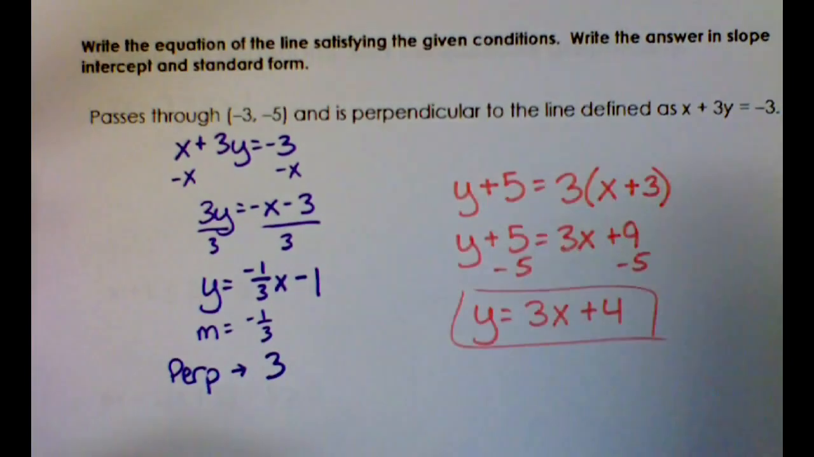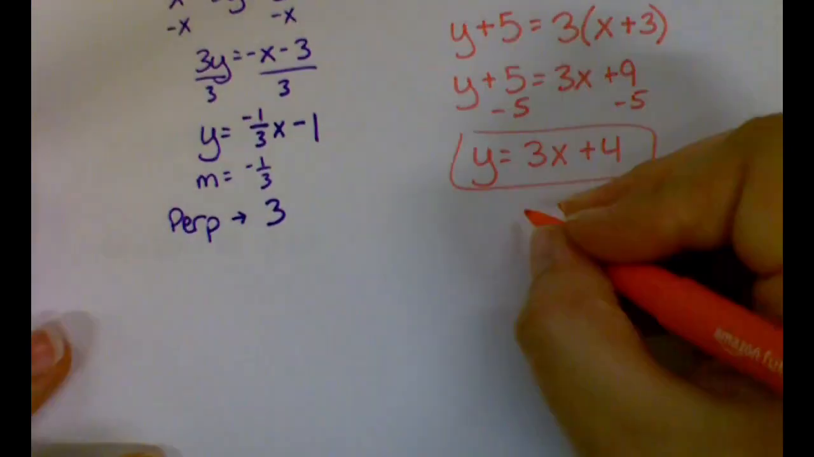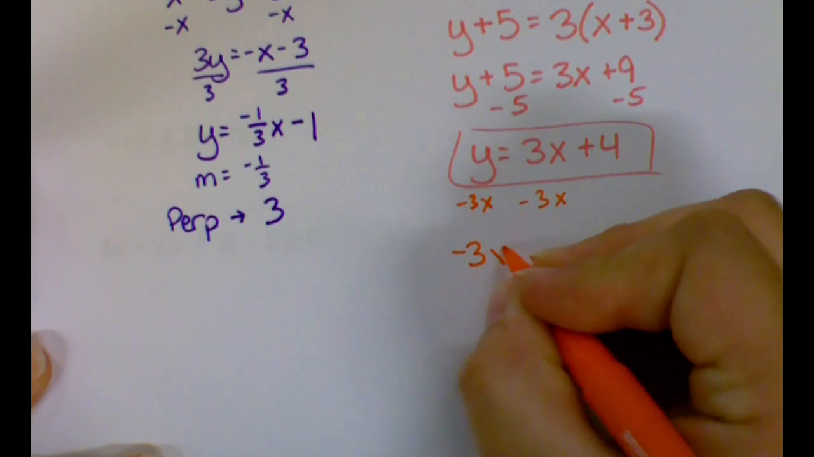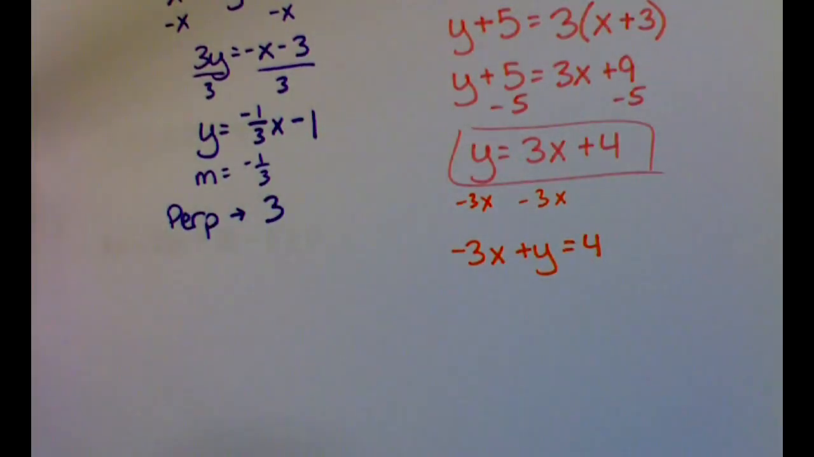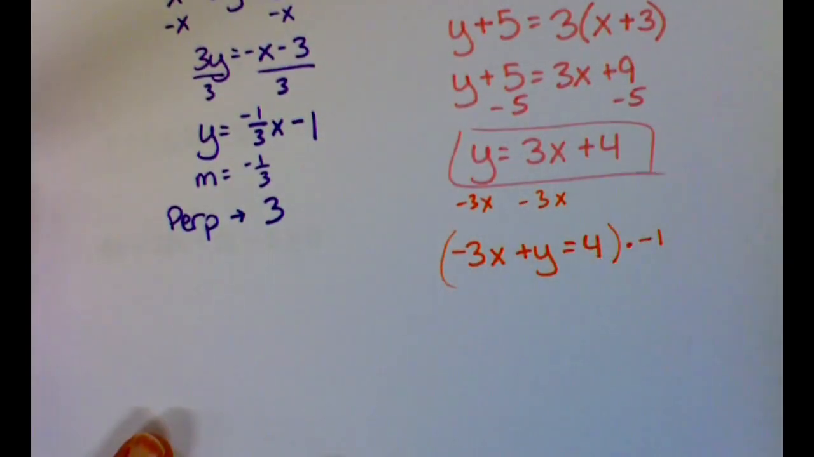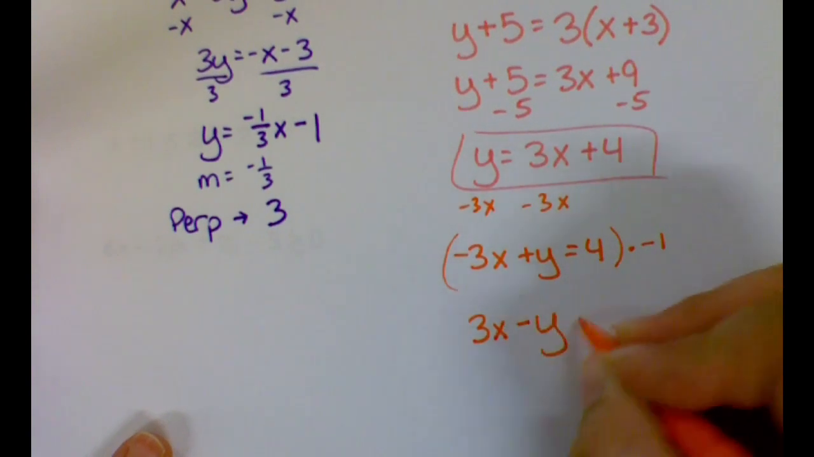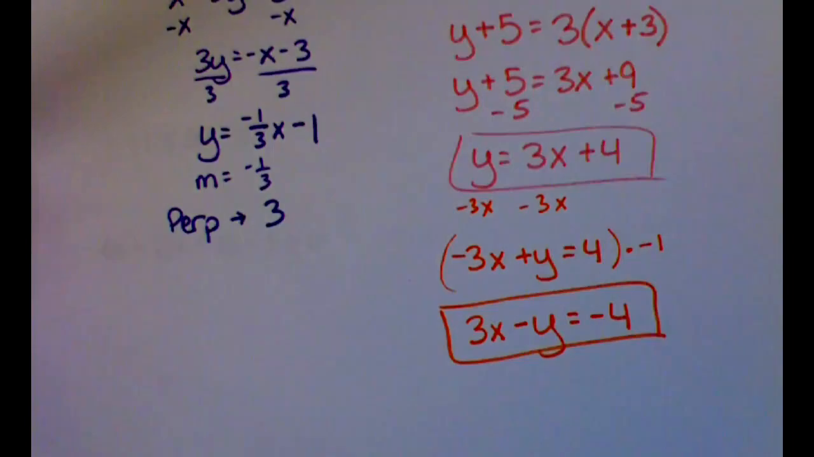There's my slope-intercept form. For standard form, I'm going to move that x on over, so I'm going to subtract 3x, giving me negative 3x plus y equals 4. Uh-oh, I have whole numbers, but I don't have a positive on my x, so I'll multiply everything by negative 1. Positive 3x minus y equals negative 4 is my standard form.